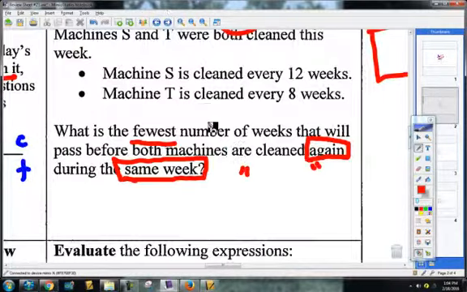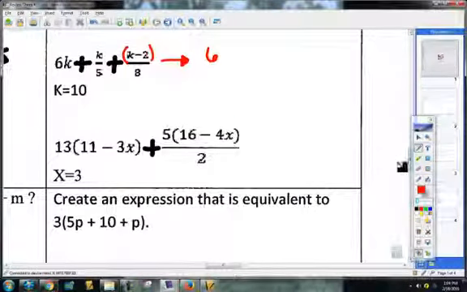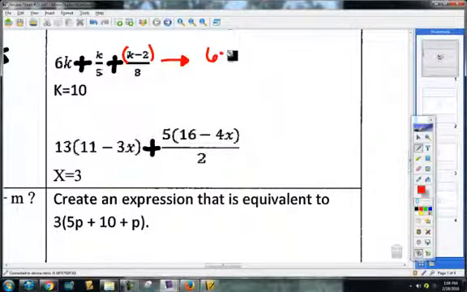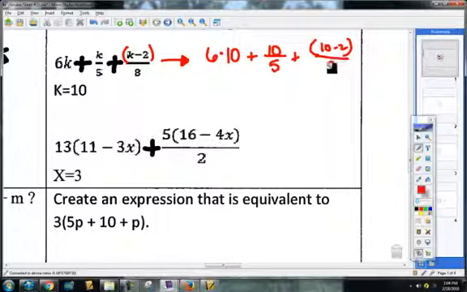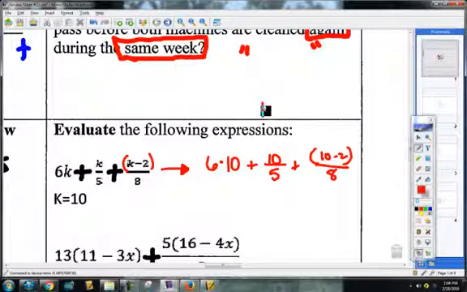So, going back here, we show it. 6k would be 6 times 10 plus 10 over 5 plus, and then leave my parentheses, 10 minus 2 divided by 8. And then obviously we need to write PEMDAS. Just keep this in mind, because again, it's going to be wrong if you don't do this. You must show one step and rewrite. So I'm going to do the parentheses first and then go from there.